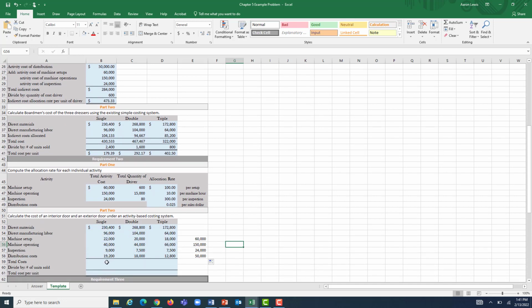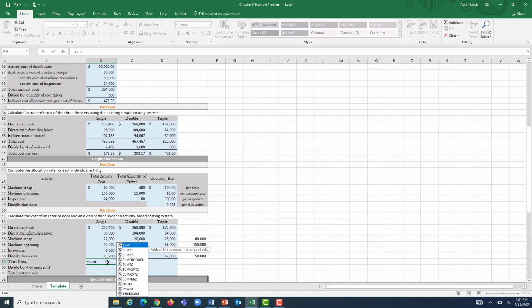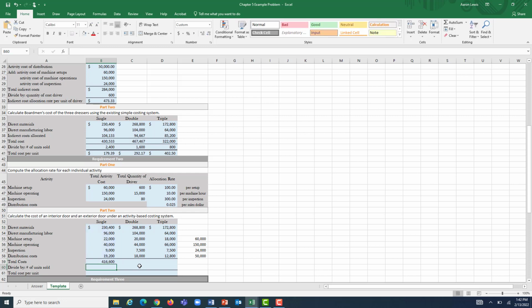We got everything spread out, which means we can now figure out the perceived total cost of each model under the ABC system. I'm just going to find the sum of all the numbers that are up above it. The single dresser for its materials, labor, and all the different costs that we're going to spread out of our now 4 respective indirect cost pools. We are saying this model is going to cost us $416,600 in total to produce during the period. For the double dresser, it's going to have a total cost of $462,300 during the period. And for the triple dresser, it's going to have a total cost of $341,100 during the period.